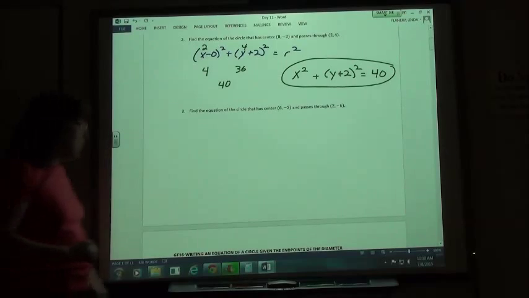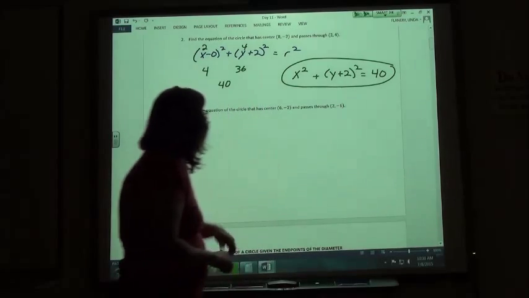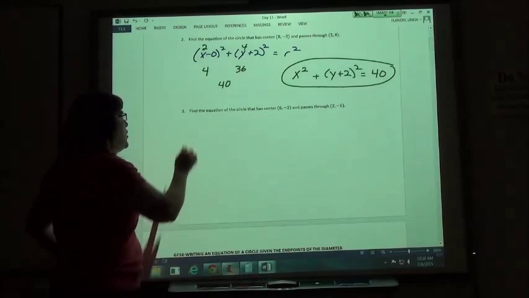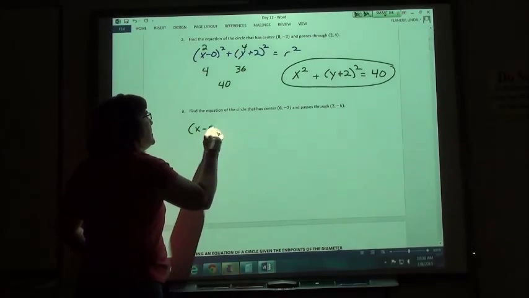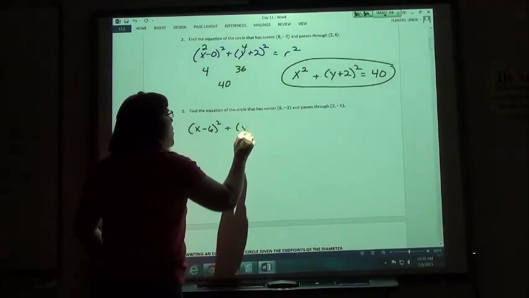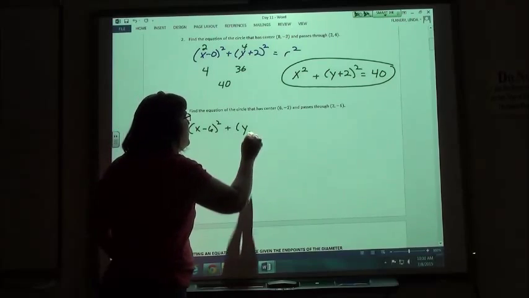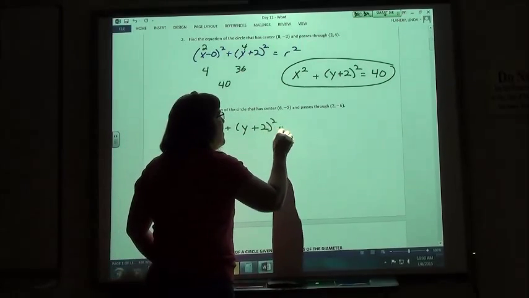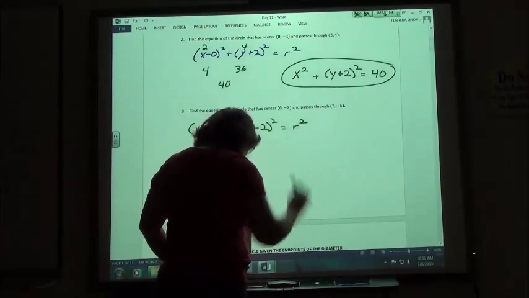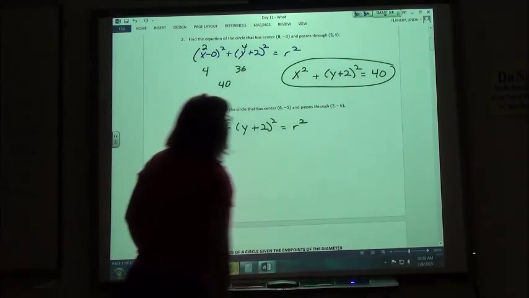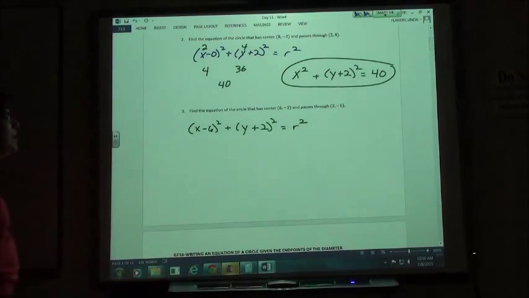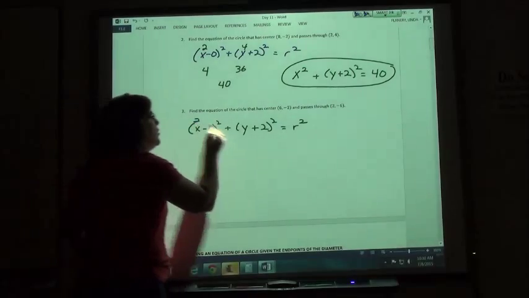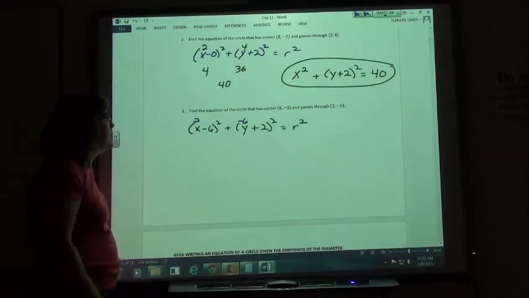So for the third one, center at 6, negative 2. So x minus 6 squared plus y minus a negative 2, which would make it plus 2 squared, equals r squared. Students seem to have trouble putting that negative 2 in for the y. Passes through the point 2, negative 6.